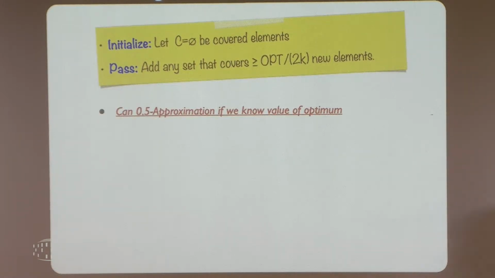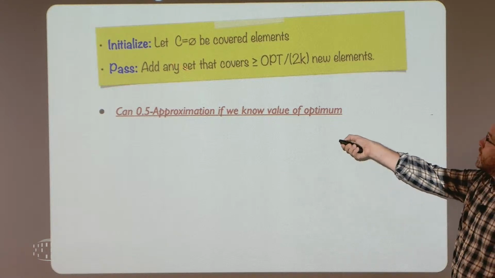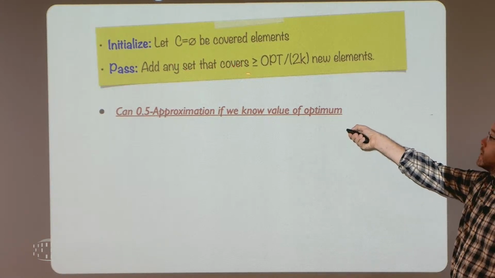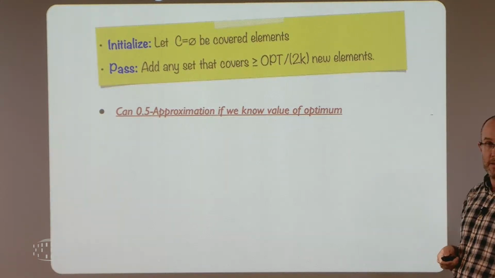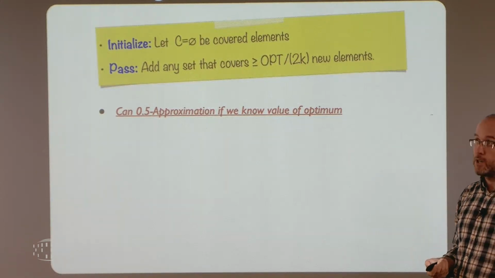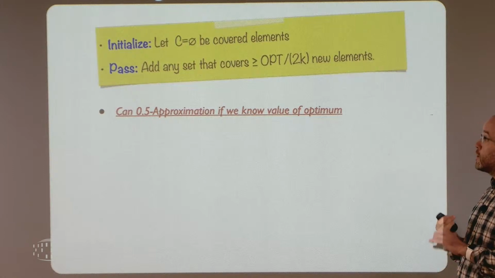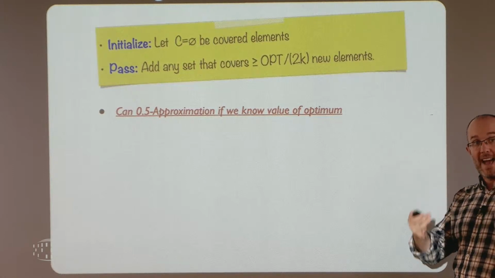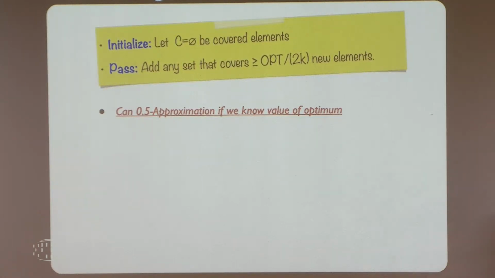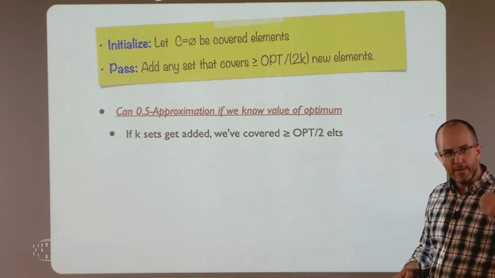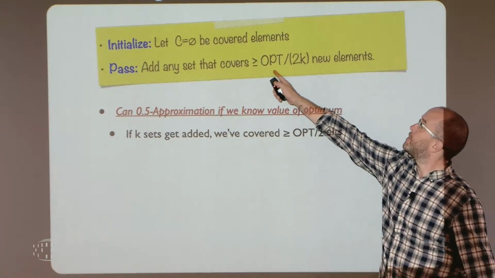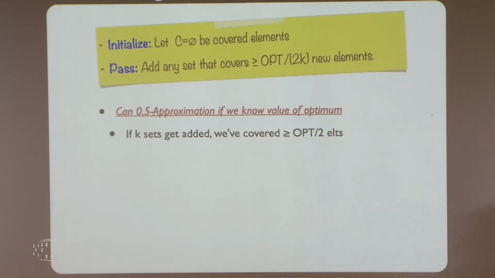There's a simple one-pass algorithm that achieves a half approximation for max coverage, assuming you know the optimal solution ahead of time. The algorithm is as follows: you go through the sets, and if you encounter any set that allows you to grow the number of things you've covered by opt divided by 2k new elements, you add it, until there are no more such sets, or until you've already added k sets in this way. Simple to show this is a half approximation. If k sets get added, each of these k sets added this number of new elements. So k times that is at least opt divided by 2.